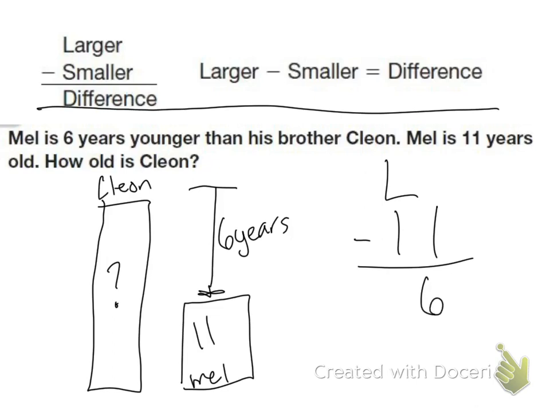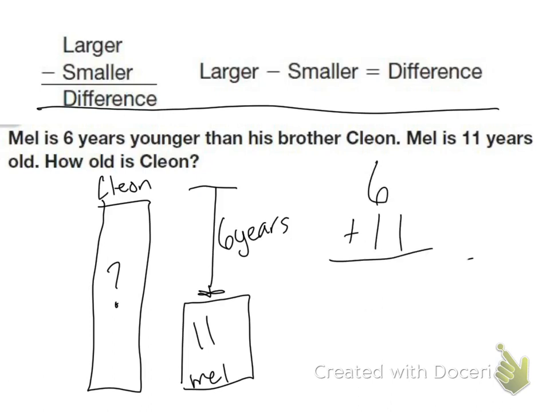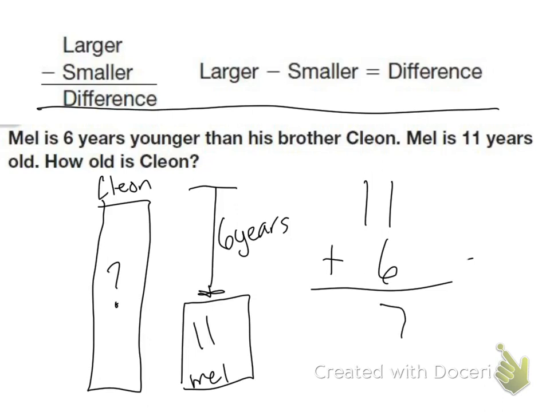So I can think that 6 plus 11 will give me my answer. So we have 1 plus nothing is 1. Oops, I put the 6 in the wrong spot. That's why it's important to line up your numbers. Let's do that. Okay, so 1 plus 6 is 7, and 1 plus nothing is 1. So Cleon is 17 years old.